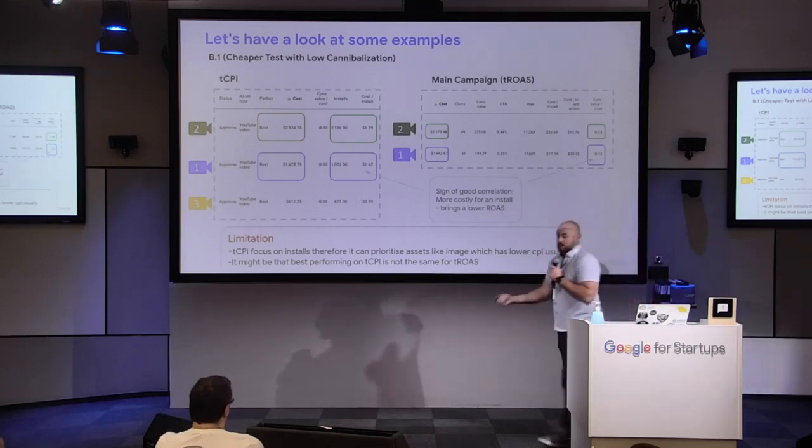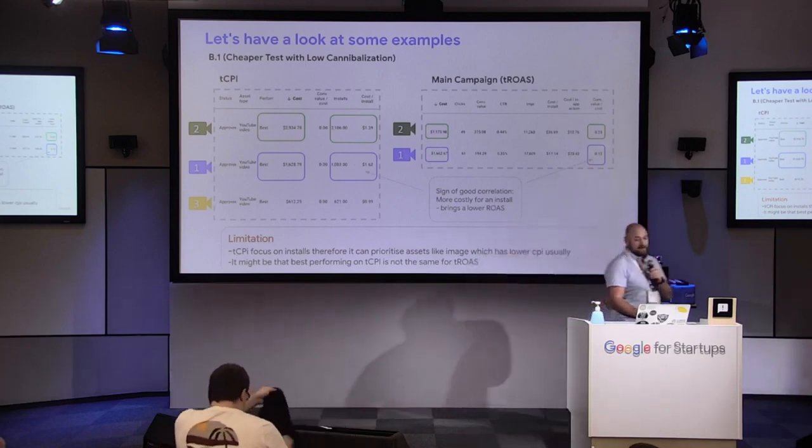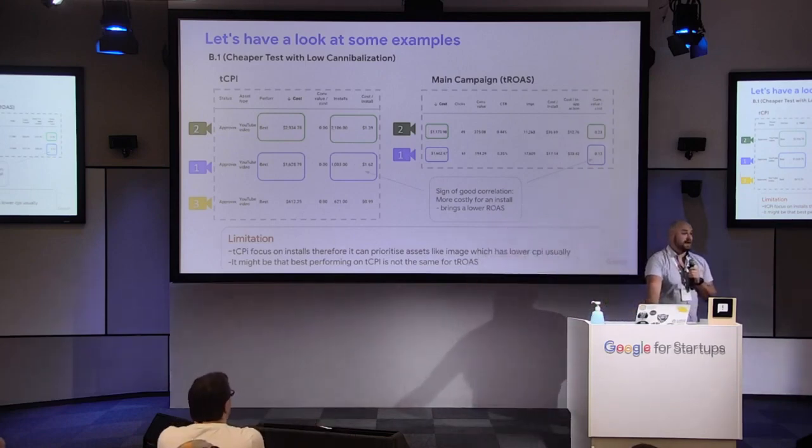So limitation is, as I mentioned, CPI focuses on installs, therefore it's totally different optimization, and the best performing CPI creatives might not be the same for TROAS as well.